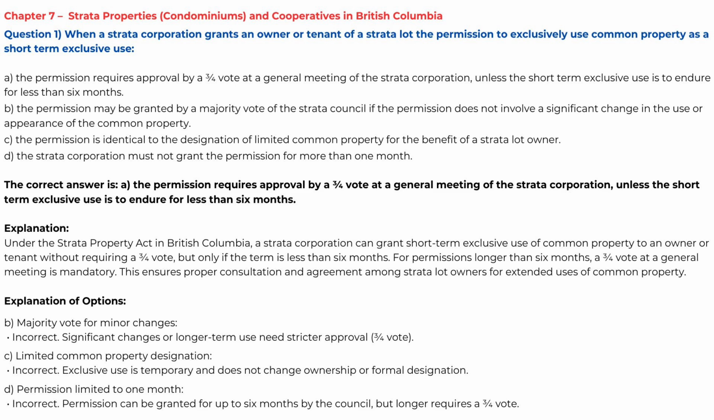Explanation of options. B. Majority vote for minor changes. Incorrect. Significant changes or longer-term use need stricter approval, 3/4 vote. C. Limited common property designation. Incorrect. Exclusive use is temporary and does not change ownership or formal designation. D. Permission limited to 1 month. Incorrect. Permission can be granted for up to 6 months by the council, but longer requires a 3/4 vote.